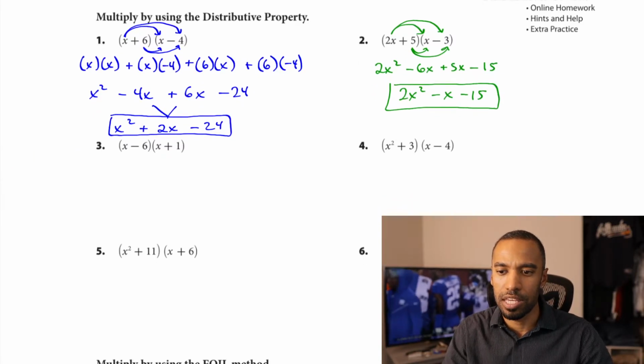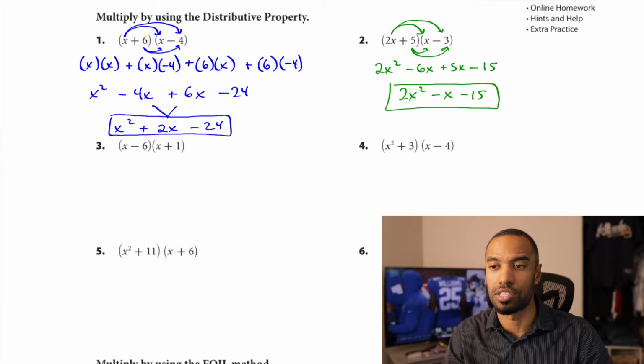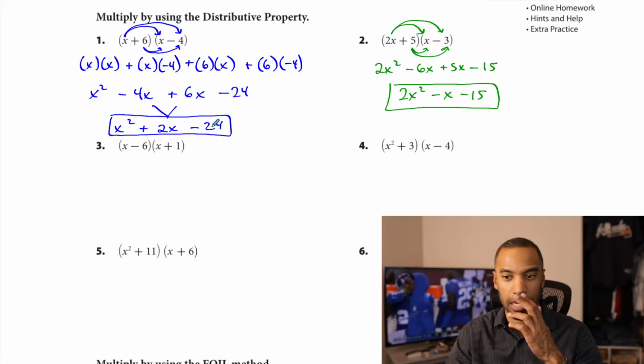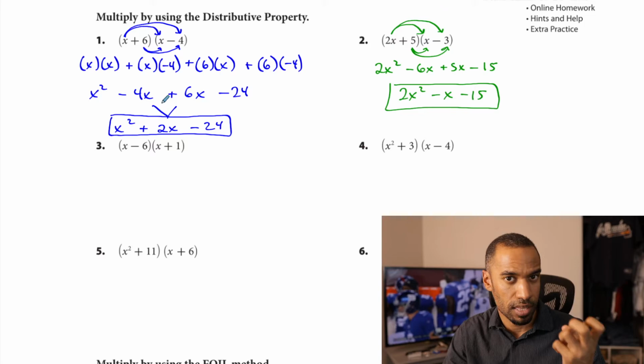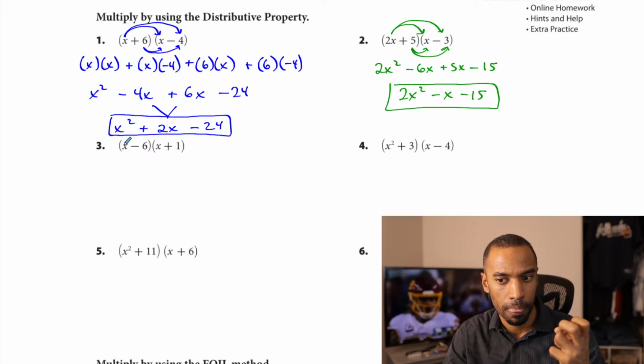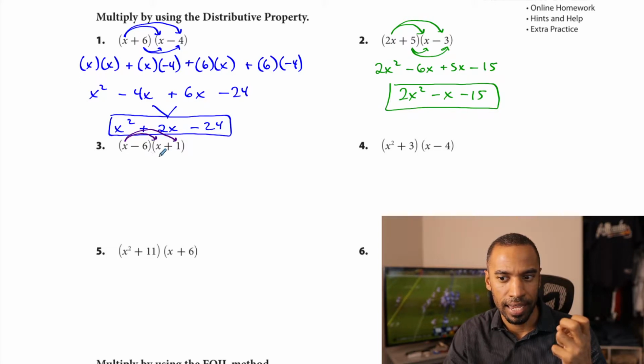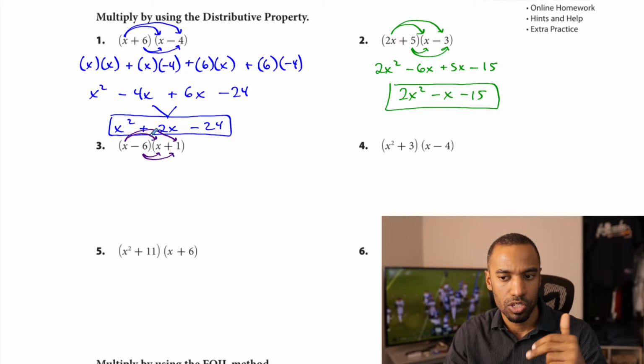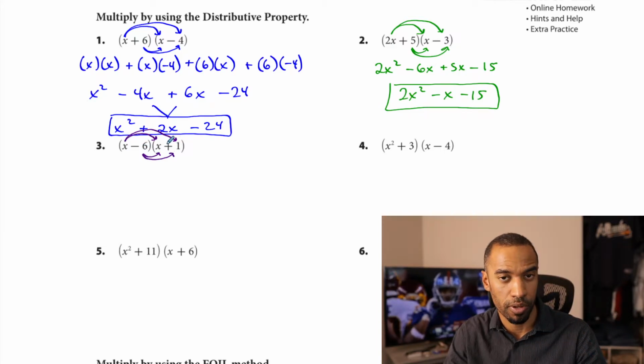You guys get so fast at this at some point when you practice that a lot of it can become mental. Check this out as I say this out loud. Here's what's going to happen. X squared plus 1x minus 6x minus 6. That's after multiplying all those things.